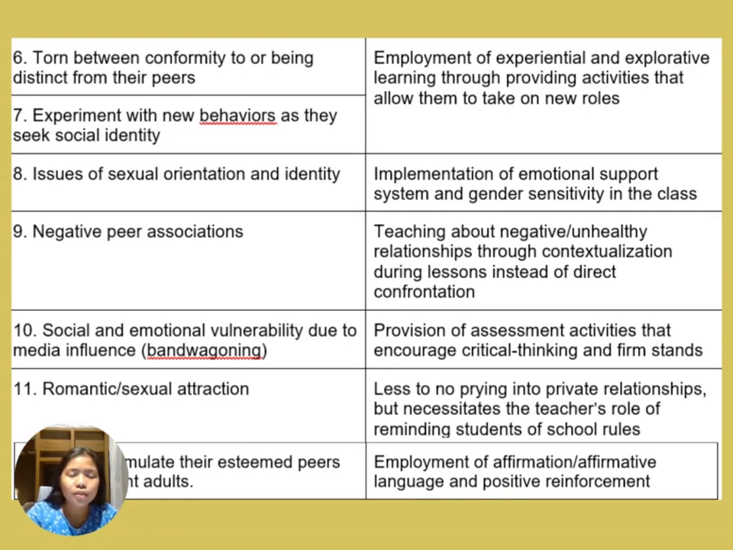Next, we have number six, torn between conformity to or being distinct from their peers. Experiment with new behavior as they seek social identity. Its implication is the employment of experiential and explorative learning by providing activities that allow them to take on new roles. As a teacher, we are a guide by the side of our students. If we have students who are seeking social identity, the best thing we can do is to employ experiential and explorative learning through activities that allow them to take new roles, and we must guide them as they seek that answer every step of the way.